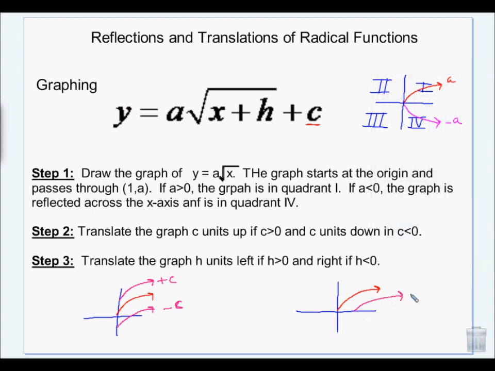this would be kind of a minus h or negative h, and this over here would be a positive h. So left is negative h and right? No, right is negative, left is positive. So left is positive, so this is positive and this is negative. So it's backwards. Like with the c on the outside, it makes sense. If it's positive, you go up. If it's negative, you go down. If it's inside, it's the opposite. If it's positive, you go left. If it's negative, you go right.